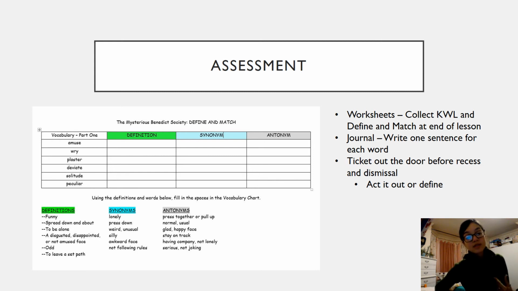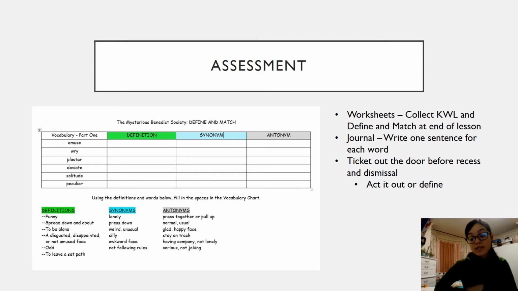You can also use this for the assessment. So yeah, they're going to hand in the papers. They can also write reflections in their journals, like how do they relate to the words, so what they talked about before you read the chapter, they can write it in their journals at the end.